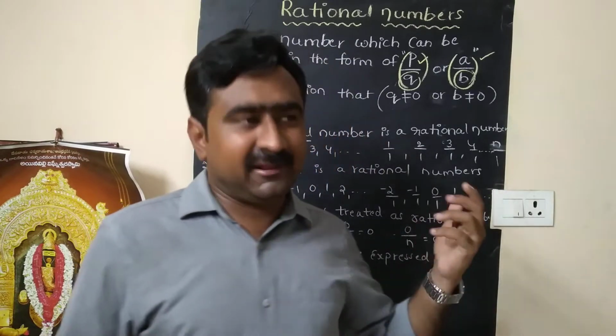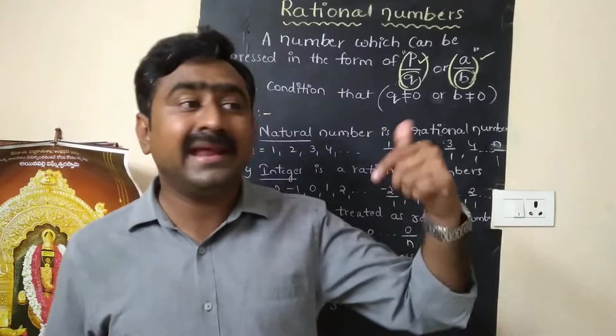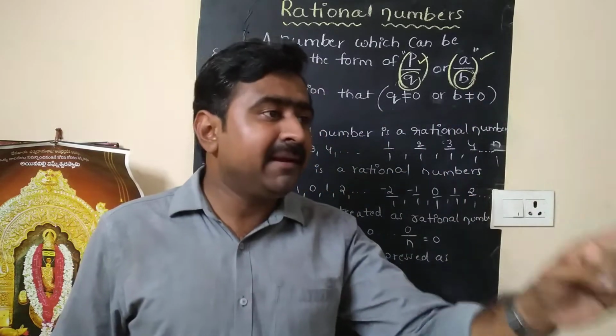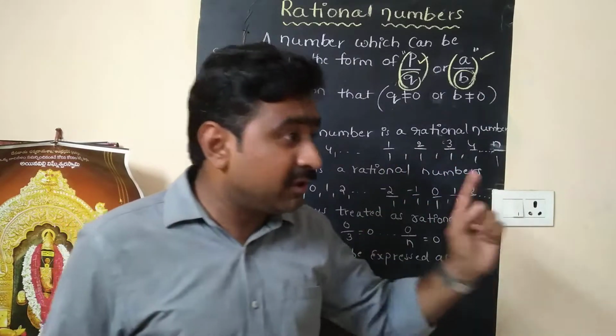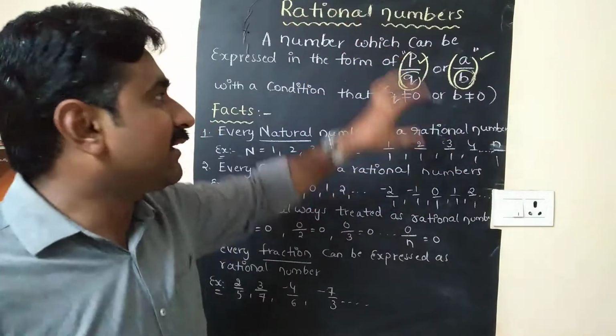So finally we can say that the denominator part should not be equal to 0. Other than that, we can express the rational number. Once again, I would like to repeat the definition: a rational number is nothing but a number that can be expressed in the form of P by Q or A by B, with a condition that the denominator should not be equal to 0. That is, Q should not be equal to 0 and B should not be equal to 0. That kind of number is called a rational number.